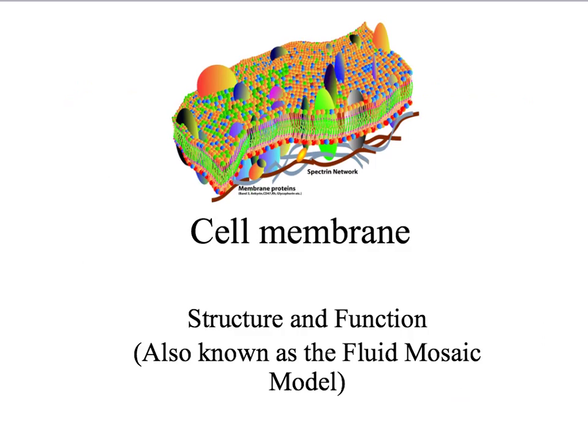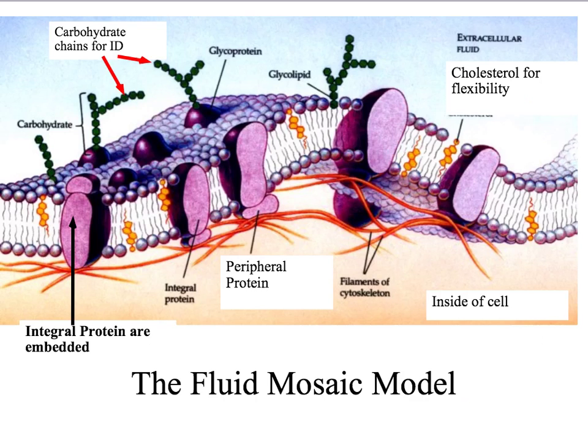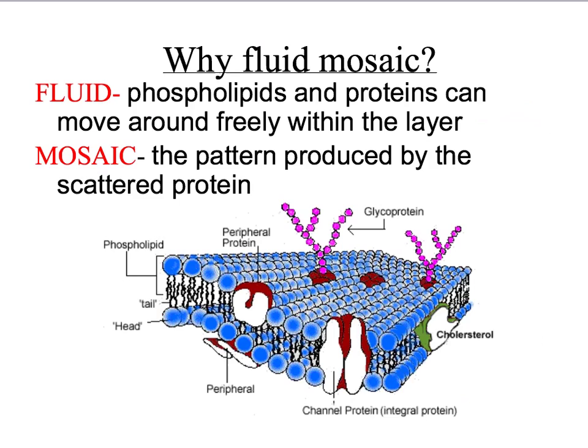Now let's take a look at the cell membrane, which all cells have. The cell membrane is sometimes called the fluid mosaic model. The reason for that is that the phospholipids and proteins can move around freely, and the mosaic is because if you see the cell membrane from the top, you can see patterns produced by the scattered proteins.